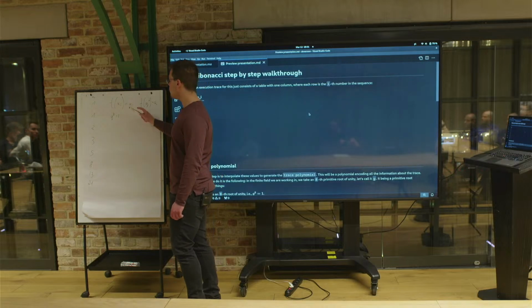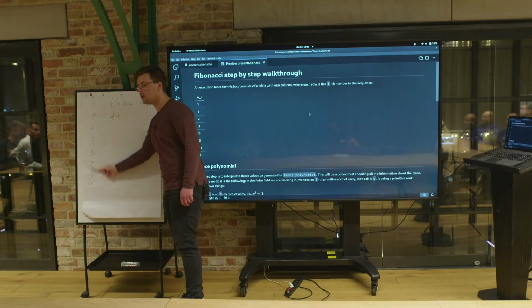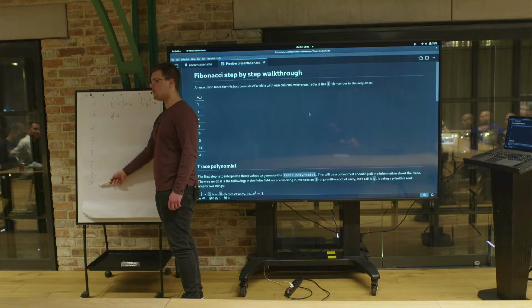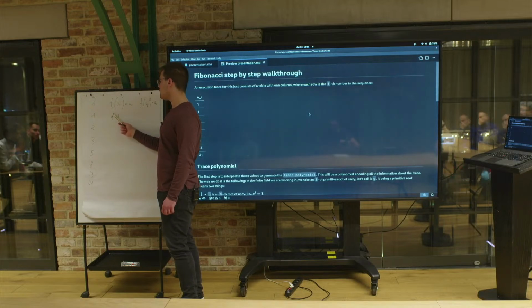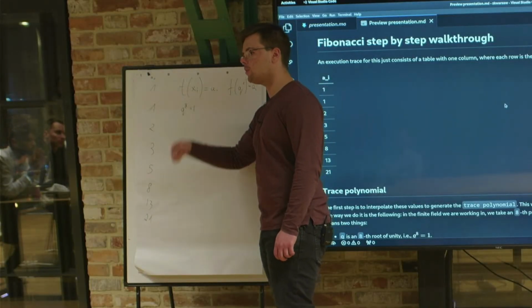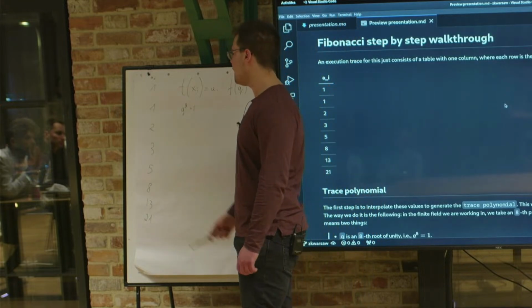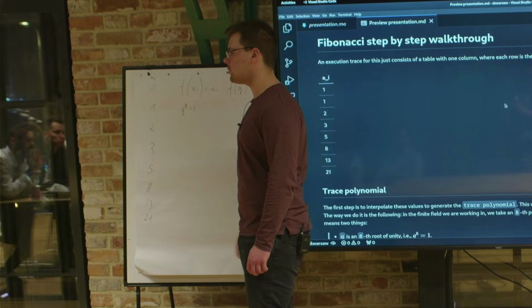Yes, the 8 is important because this is the length of this trace. This number needs to be a power of 2. So if we had a trace of length 9, we would need to top it up to 16, and that's going to be a little bit wasteful. That's why I chose 8.